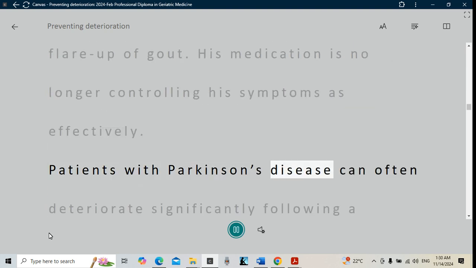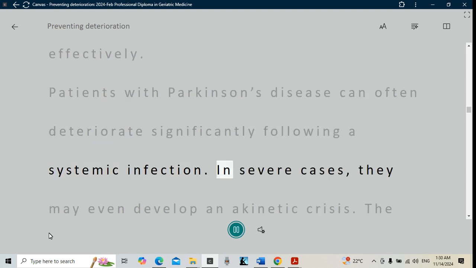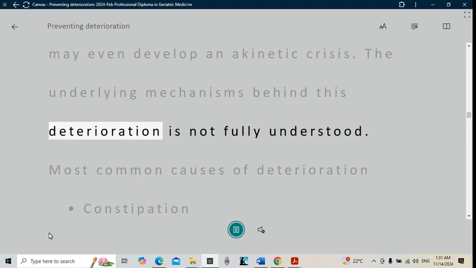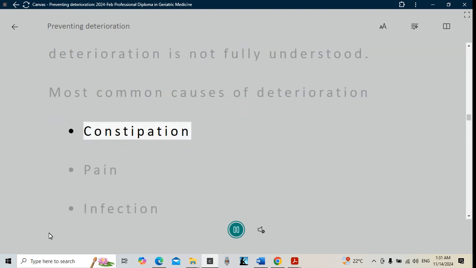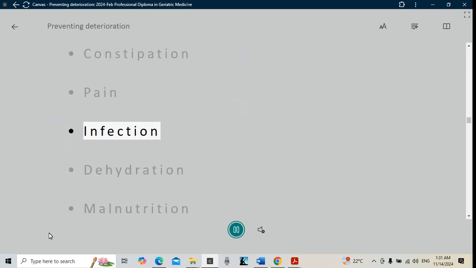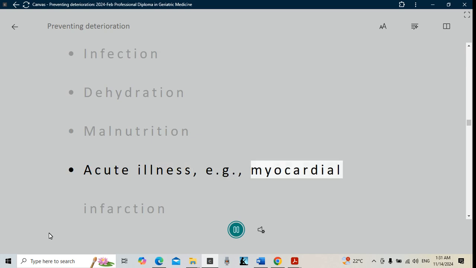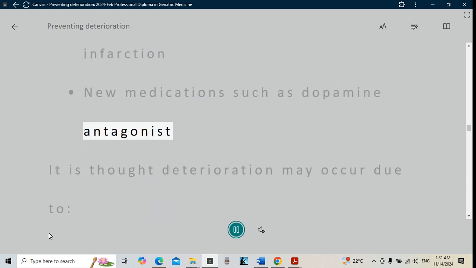Patients with Parkinson's disease can often deteriorate significantly following a systemic infection. In severe cases, they may even develop an akinetic crisis. The underlying mechanism behind this deterioration is not fully understood. Most common causes of deterioration: constipation, pain, infection, dehydration, malnutrition, acute illness, e.g., myocardial infarction, and new medications such as dopamine antagonists.